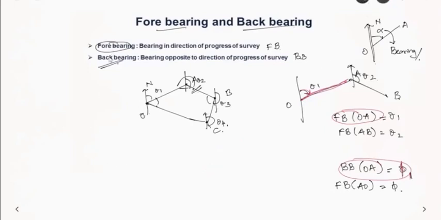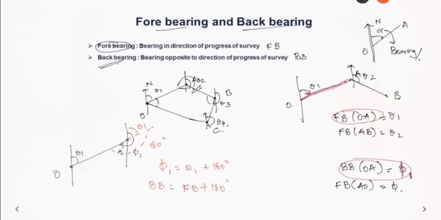Now let us try to understand the relationship between this forebearing and back bearing with the help of the same example. So this forebearing of OA is theta 1 and back bearing of OA is phi 1. Suppose let us say I am extending this line. So this will be theta 1 and you know this is 180 degrees. So you can clearly see that phi 1 equal to theta 1 plus 180 degrees. So that is back bearing equal to forebearing plus 180 degrees.